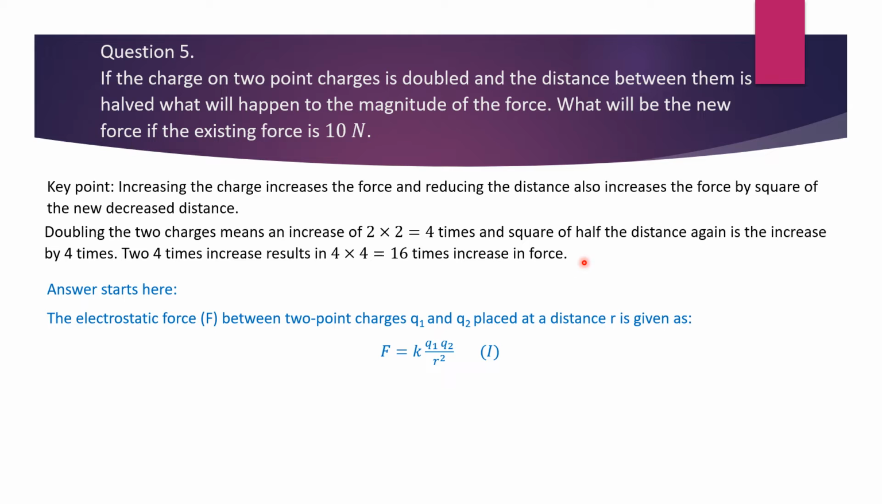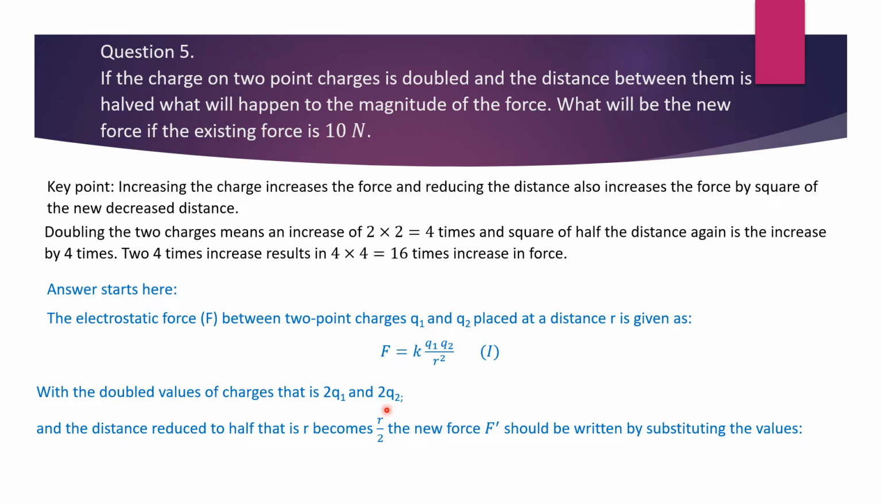The answer starts here. The electrostatic force between two point charges Q1 and Q2 placed at a distance r is given as F is equal to K Q1 Q2 divided by r square. Mark it as equation number 1. With the double values of charges, that is 2q1 and 2q2, and the distance reduced to half, that is r becomes r by 2, the new force F dash should be written by substituting the values.